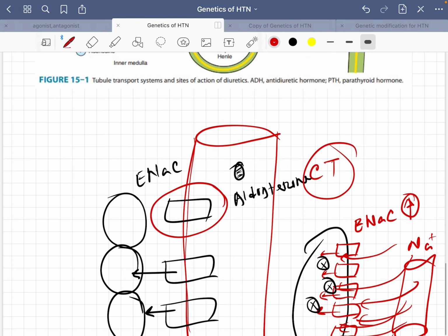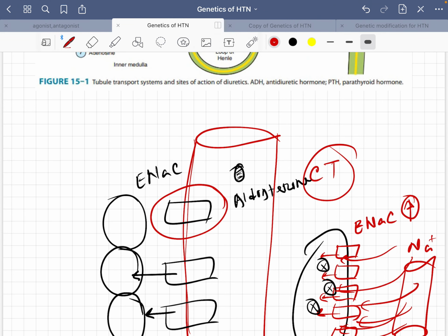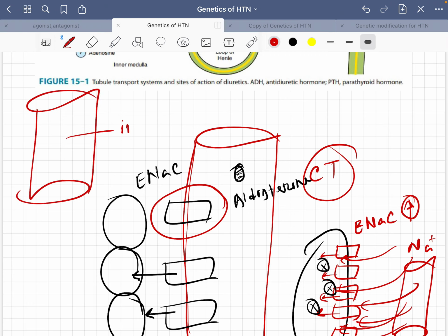This increased sodium will ultimately cause increased water reabsorption, and this will lead to increased intravascular blood volume. This increased intravascular blood volume will lead to increased preload and afterload, and that will lead to the development of hypertension.